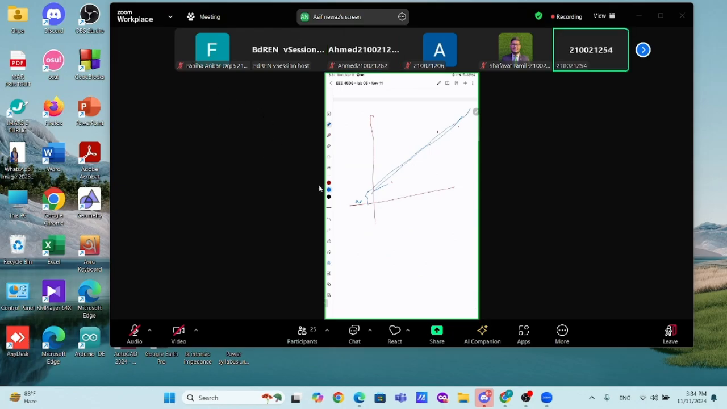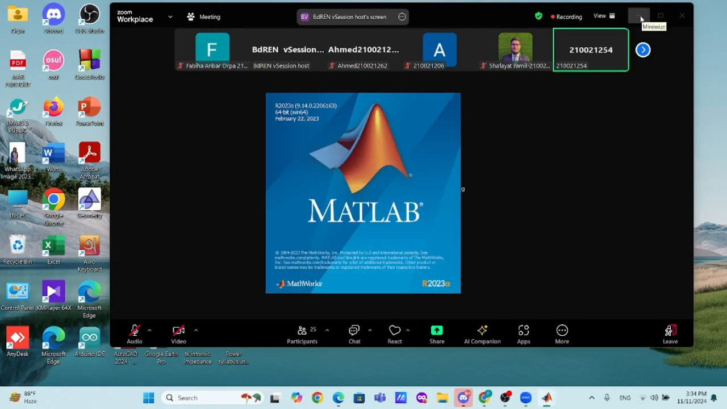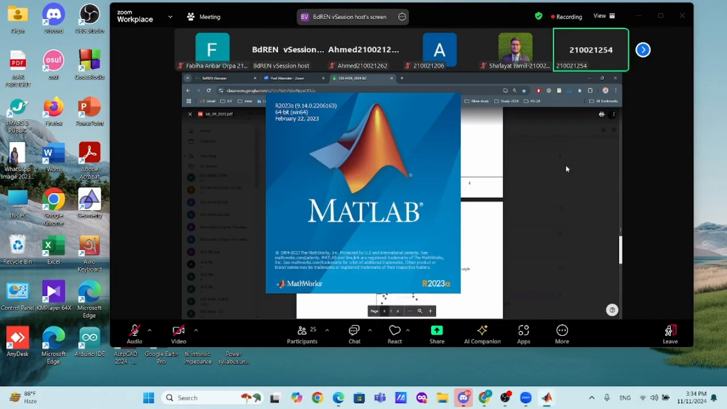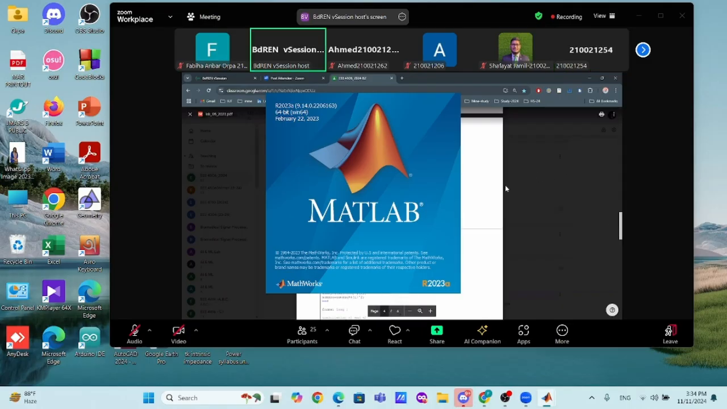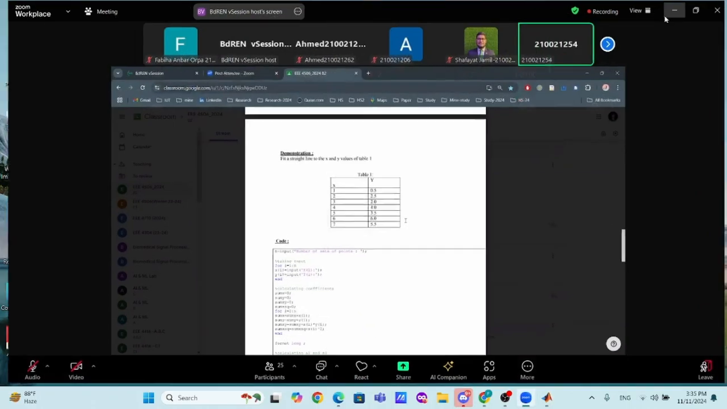Please, what should we calculate? Let me show you. Okay, these are the values. This is the table, X and Y. The X values are given, the Y values are given, and you have to find the rest.